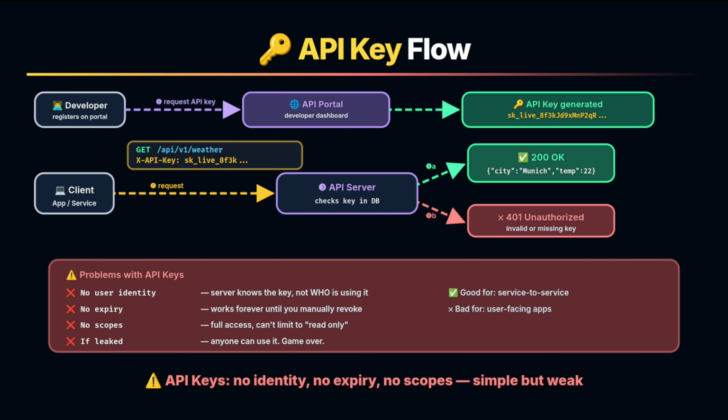But the problem with this approach is huge, because there is no user identity. The server knows the key but doesn't know who is actually using it. Was it you or the hacker who found the key? Then there is no expiry. The key works forever until someone manually deletes it from the database. Also, the key gives full access. You can't say this key is only for read, not for write. And if leaked, anyone who has the string has full access.